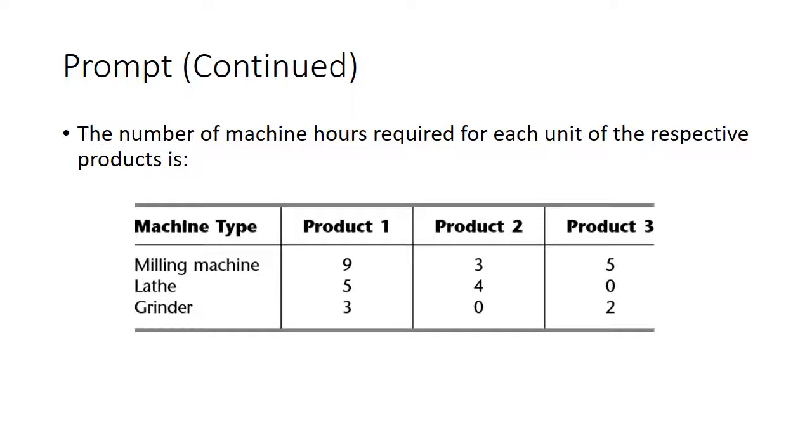The prompt continues saying that the number of machine hours required for each unit of the respective products is, and there's a table for this one as well. So those three machines are labeled here, the milling, the lathe, and the grinder for each of the three products. So for example, each unit for product 1 requires 9 hours on the milling machine, 5 hours on the lathe machine, and 3 hours on the grinder.